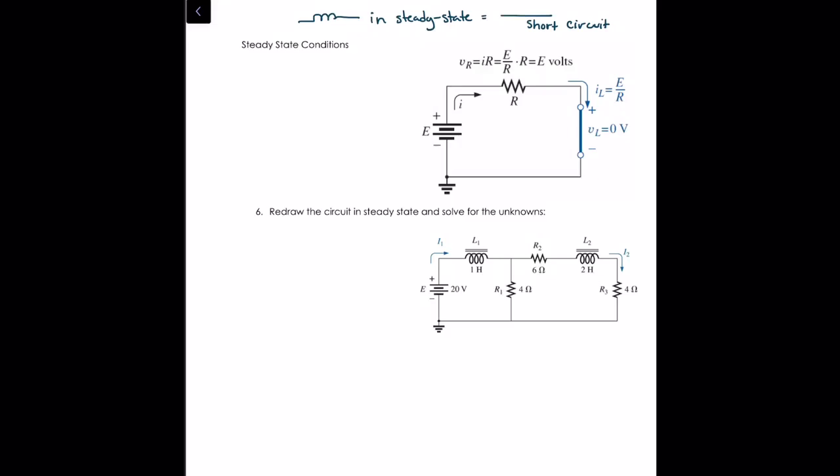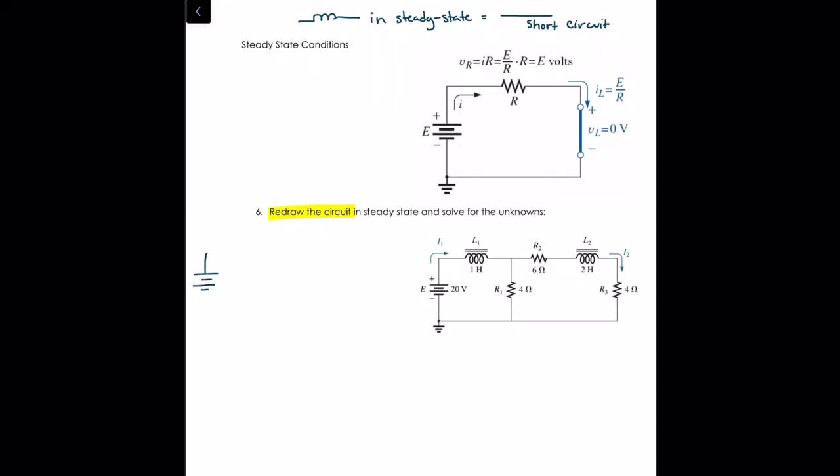So let's actually look at an example here, number 6 that I have. We're going to redraw the circuit. This is really important. You always want to redraw the circuit to show what's actually happening in steady state. So that's what I'm going to do right here. I'm going to redraw my circuit.